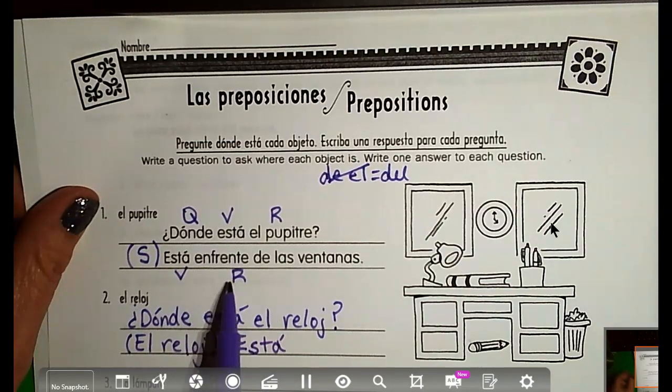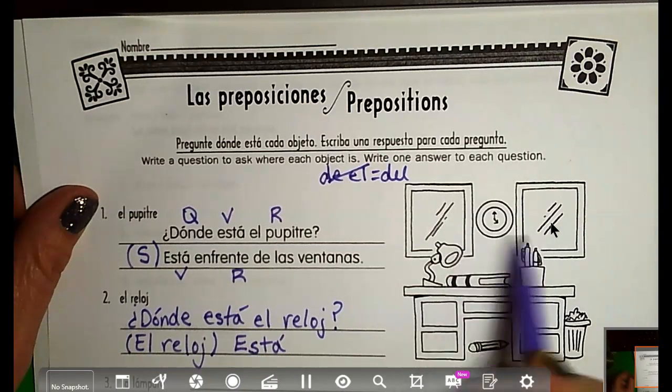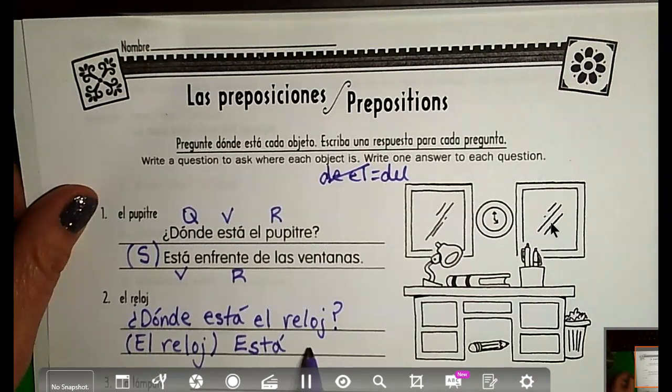Okay, now I need my remainder. So where is the clock? Well, it's between the windows, right? So I'm going to say, está entre, between las ventanas. And that's how you're going to complete these.